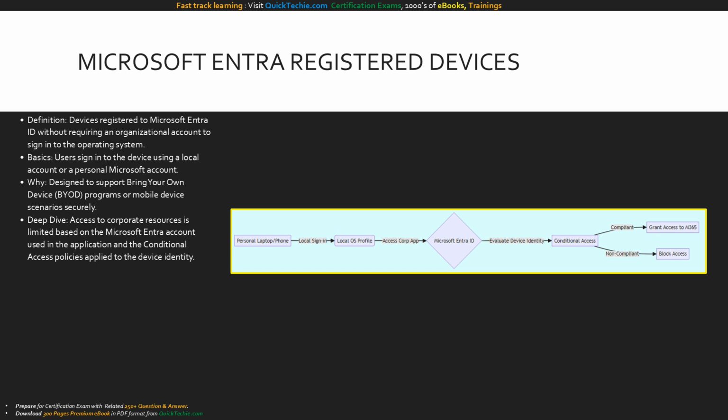Looking at this diagram, you can follow the user's journey. They start on their personal laptop or phone, signing into their local OS profile. But the moment they try to access a corporate app, Microsoft Entra ID intercepts the request. Entra ID checks the registered device identity and hands it off to conditional access. If the device is healthy and compliant, perhaps managed by an MDM, access to Microsoft 365 is granted. If it fails the checks, access is blocked. It provides a perfect balance of personal privacy and corporate security.